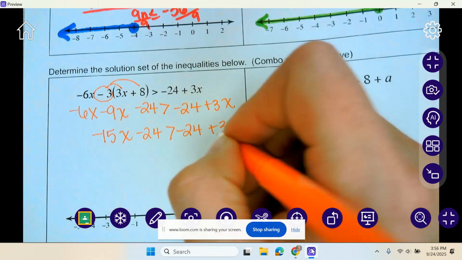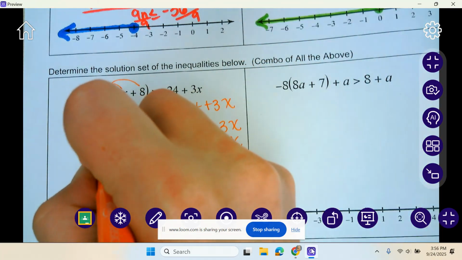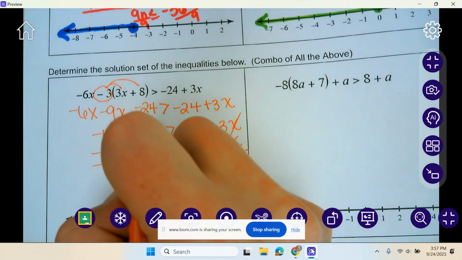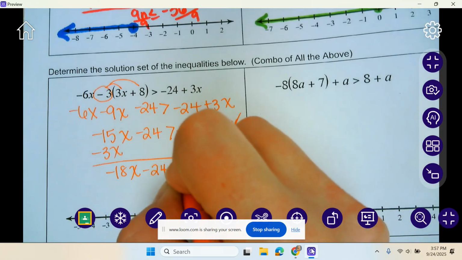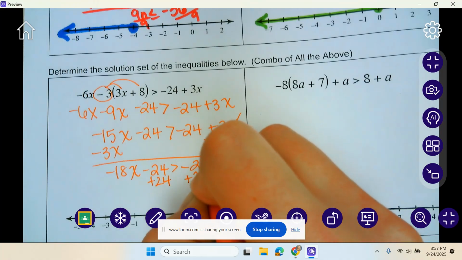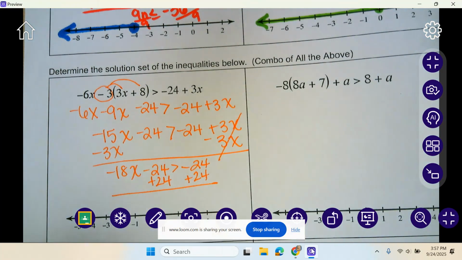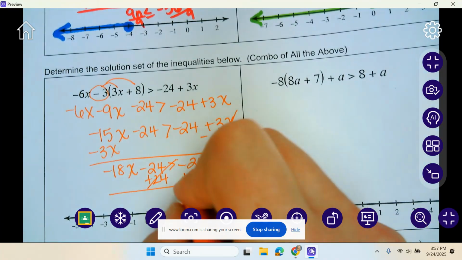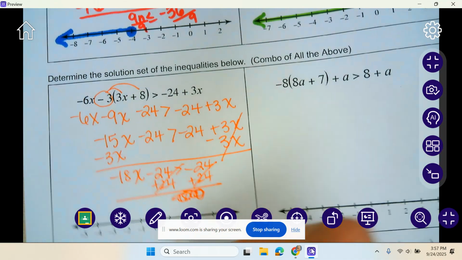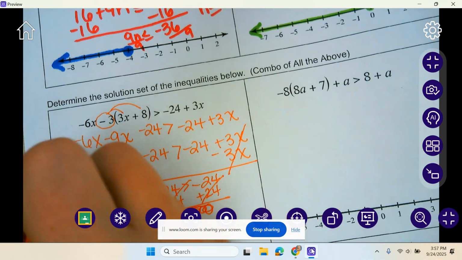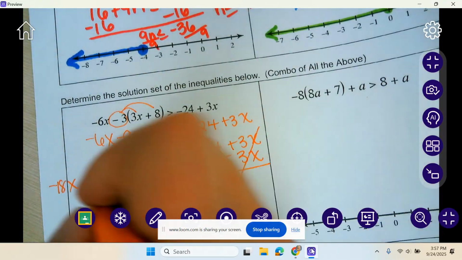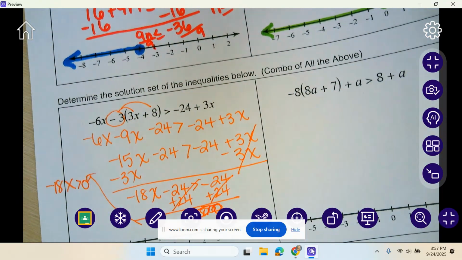So I'm going to move the variable. I'm going to take away 3x on both sides. That cancels. -18x minus 24 is greater than -24. So I'm going to add 24 to cancel out the 24. Cancel, cancel. I'm left with 0. Negative 18x. Whoa. I'm running out of space. Hold on. We'll go up here. Negative 18x is greater than 0. Okay.